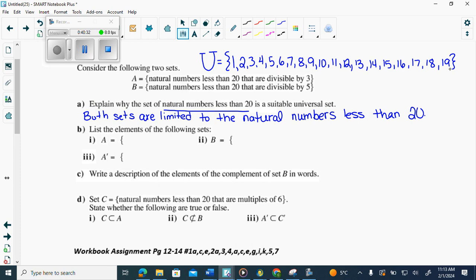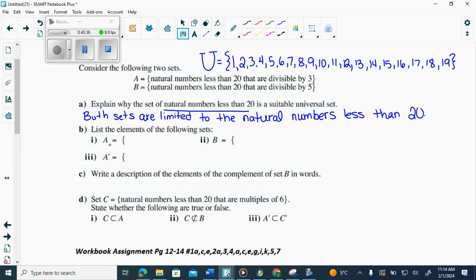So we want the elements in A. We have to list the elements that are in A. So A are the numbers from 1 to 19, because the number is less than 20. They're divisible by 3. Which of those numbers are divisible by 3 from 1 to 19? What's the first one? 3, then 6, then 9, 12, 15, 18. Now I'm going to not do number 2 first. I'm going to do 3 actually first.